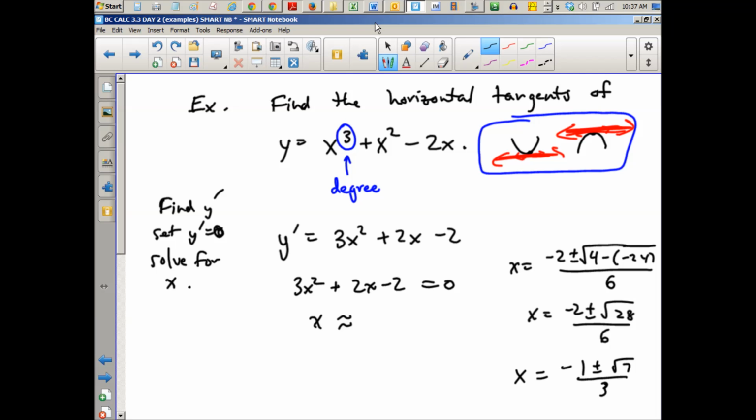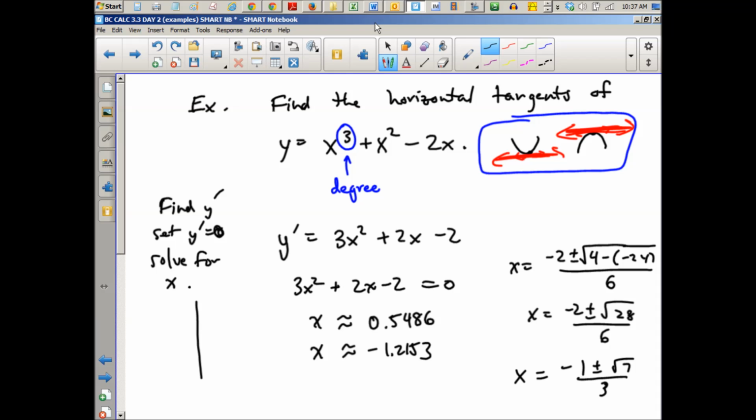All right, just typing this in. We're talking about 0.5486 and our other root, negative 1.2153. Okay, so these are two x values where we would expect the graph to have a relative minimum or maximum.